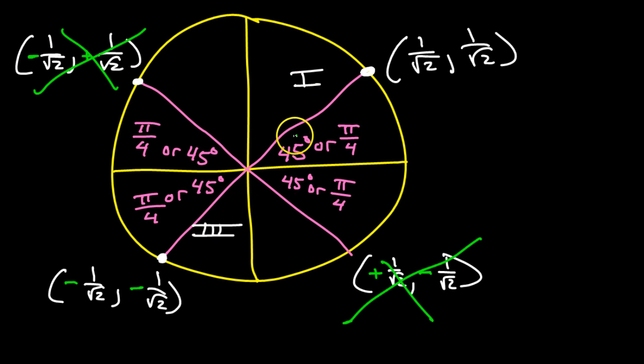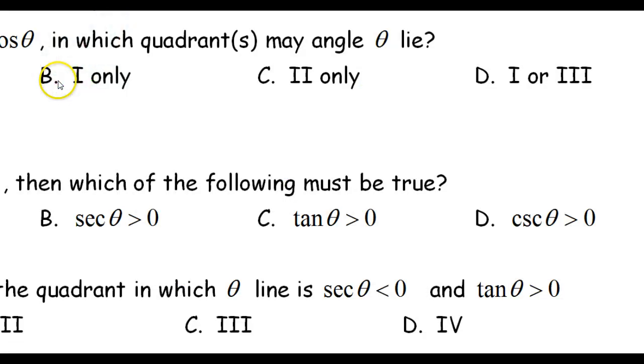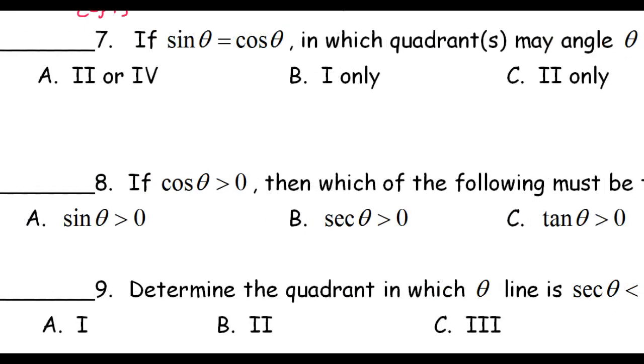So the only quadrants where you can have the sine and cosine be the same number is at pi over 4 reference angle, and that's going to be in the first quadrant and in the third quadrant. So as you can see, that is option D. First and third.